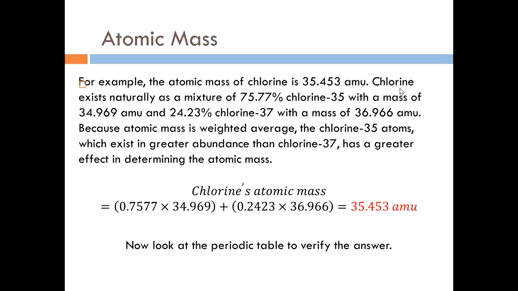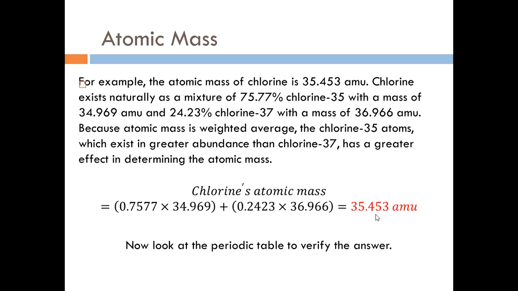And when we try to calculate chlorine's atomic mass, what we do is we take the percent abundance, which you can't use as a percent, so we change it to a decimal, and you multiply by the mass of that isotope, and then you do it again. Okay, so you do it however many times you need to, however many isotopes it may have, and you add it together, and you get an average atomic mass of 35.453.